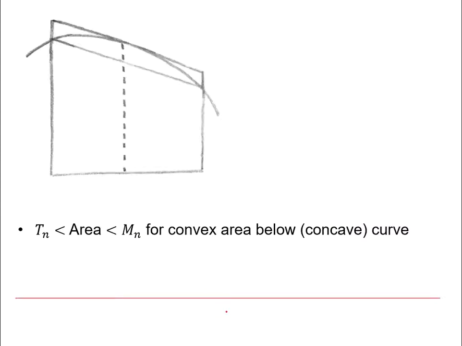And then when the curve's the other way round, where we've got a convex area below the curve, then we can see that the trapezium rule involves the lower trapezium, and the upper trapezium can be shown to have the same area as the rectangle in the midpoint rule. So again, our area is sandwiched between the two estimates, but it's the other way around this time.